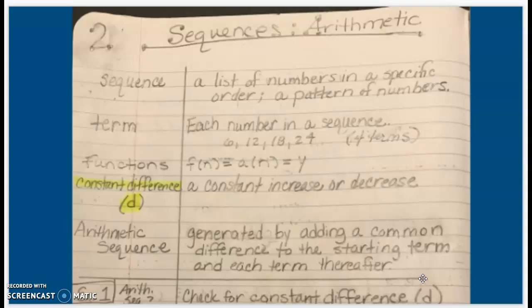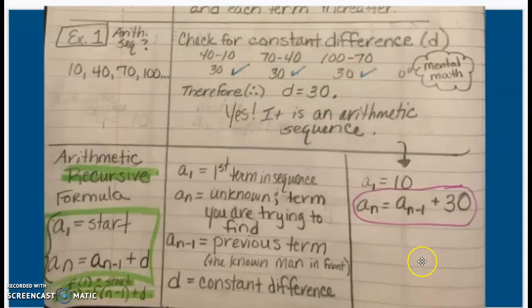Constant difference, notated by the small letter d, that is important, lowercase d, is a constant increase or decrease. We'll talk about that in a moment. The arithmetic sequence itself is generated by adding a common difference to the starting term and each term thereafter. All right. So those are the basics.